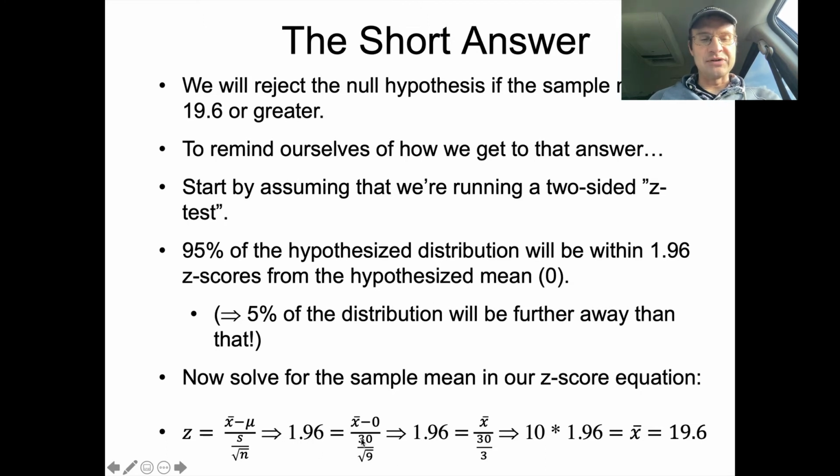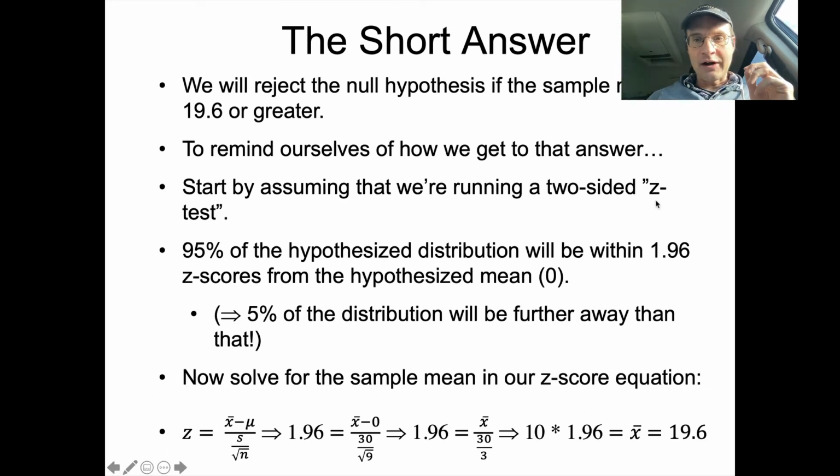So you just plop these numbers in here that I told you before, 30 for the standard deviation, 9 for n, the number of items in the sample. Do some simplification here. The square root of 9 is 3. 30 divided by 3 is 10. Bring that over to the other side, and we get x bar equals 10 times 1.96, or 19.6. So with this number of items in our sample and with this standard deviation, anytime we get a sample mean of 19.6 or greater, we say, I think the actual mean of this population is significantly different from 0. It's probably greater than 0.